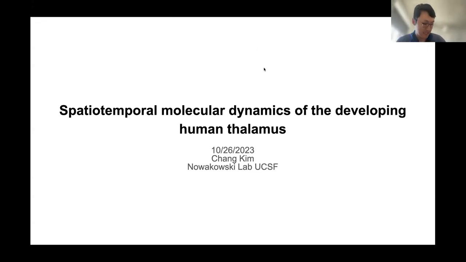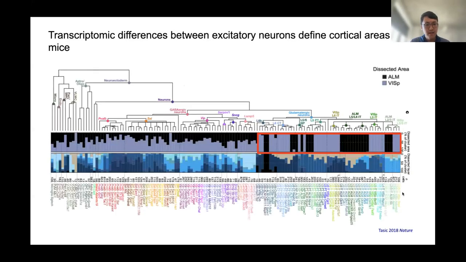All right, hopefully everybody can hear me. I'll be presenting some of our recent work on the spatial atlasing of the developing human thalamus in the first and second trimester. Before I dive into the thalamus, I think building on some of our knowledge that has been grounded in cortical arealization is key here.